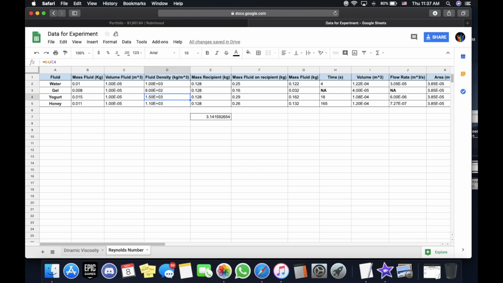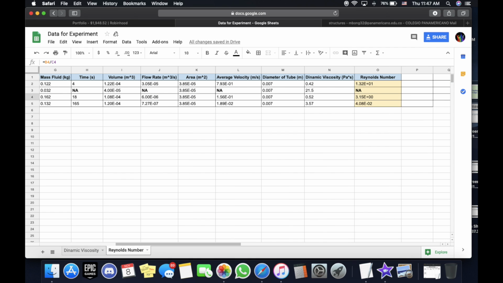But from a simple conclusion, we can see that the fluid with the biggest number of Reynolds is water, along with yogurt. This happens because water and yogurt fall through with a more rapid velocity, which means they are going to have a more turbulent flow. And this can be explained by the flow rate, which we can see in water and in yogurt is bigger than for honey and gel.